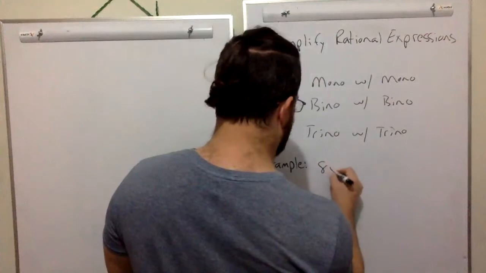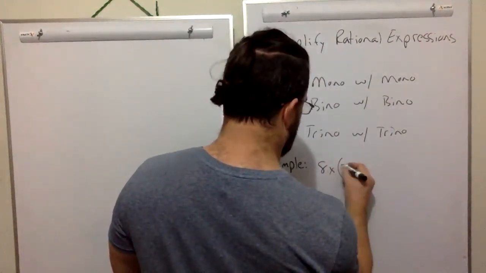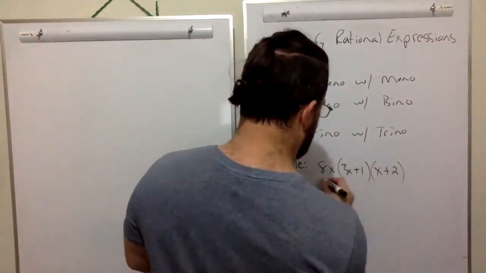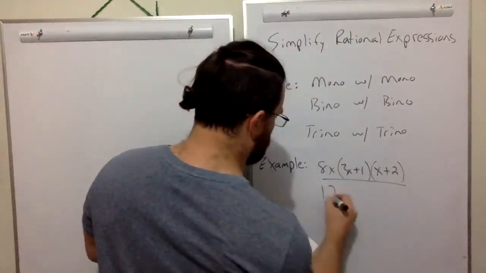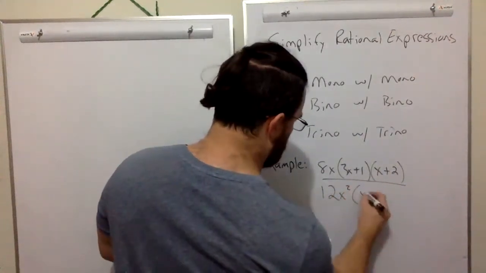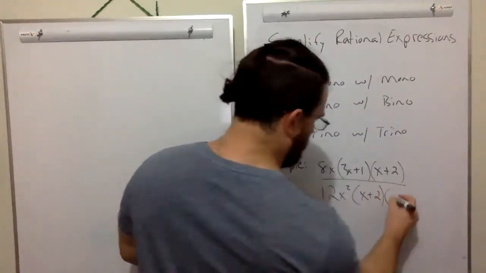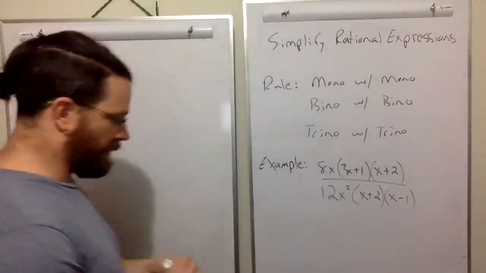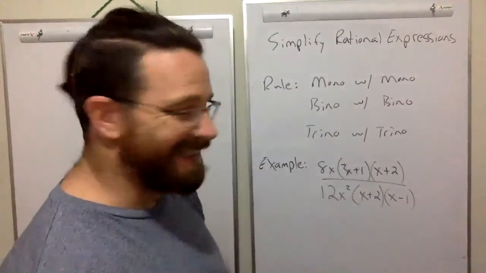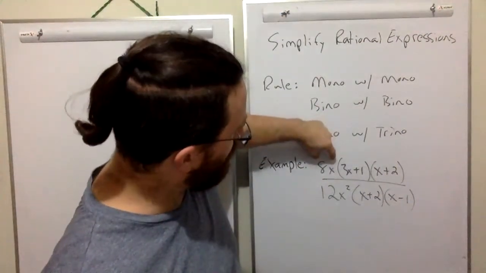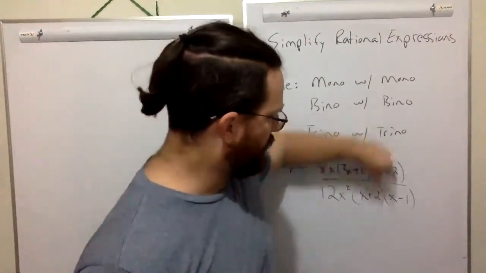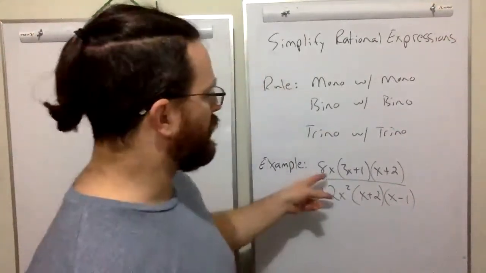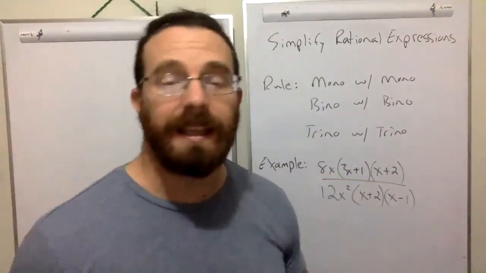So let's say I've got 8x times 3x plus 1 times x plus 2, all over 12x squared times x plus 2 times x minus 1. All right. So, as long as everything is being multiplied together, you know, all this is a monomial being multiplied with a binomial and another binomial. This is a monomial being multiplied with a binomial and another binomial. So as long as they're all being multiplied together, we're allowed to reduce if things can reduce.